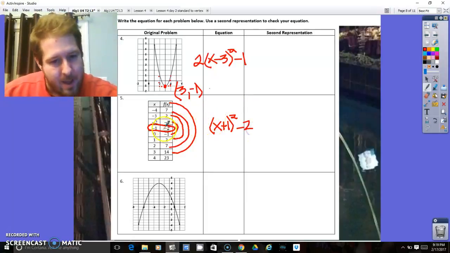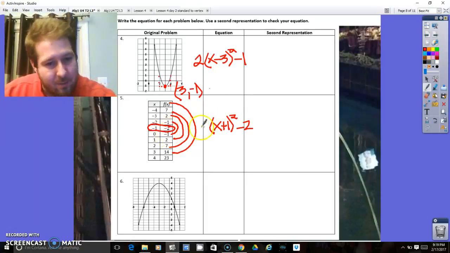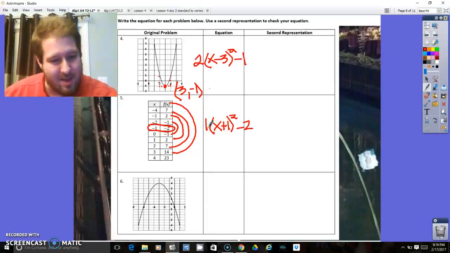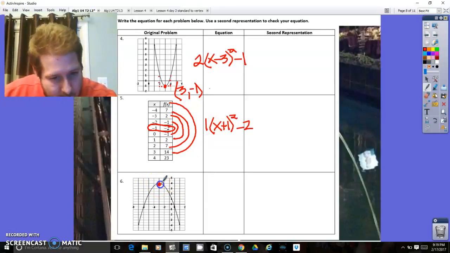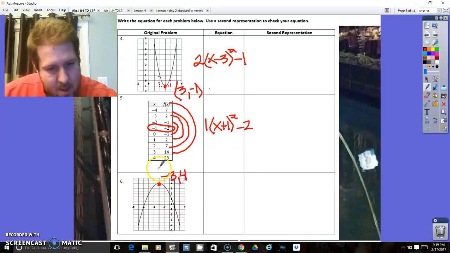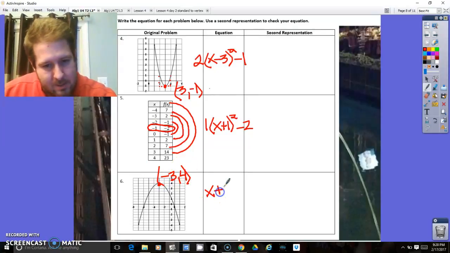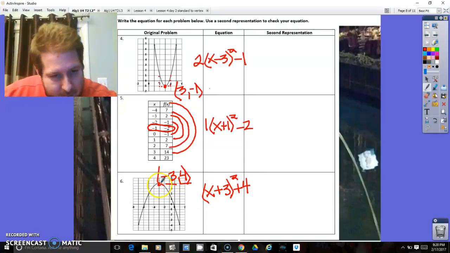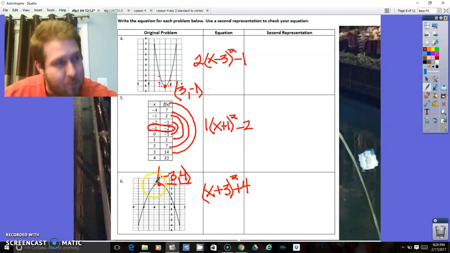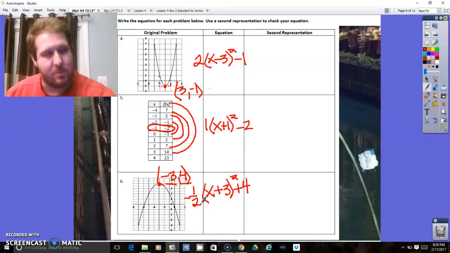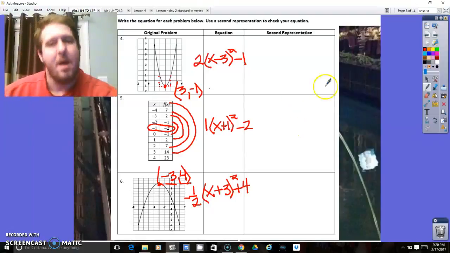And then for the a term, I ask myself, what do I have to do to negative 2 to make it negative 1? I would have to add 1, so therefore a is 1. All right, last one here, and that would be at negative 3, 4 is the vertex. So that would be x plus 3 squared plus 4, because there's your h and there's your k. Then I need to find the a term, and I start right here. If I go left to the previous term, I would have to go down a half. Down means negative, so it's negative 1/2 times x plus 3 squared plus 4.